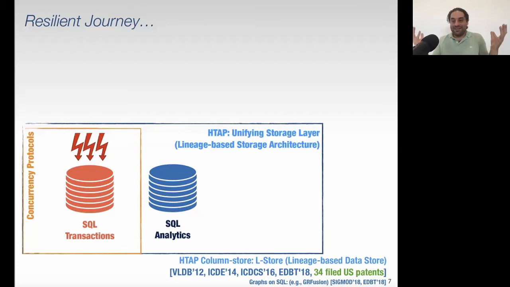But by design, what we have today is that there is a gap between transaction and analytics, and the data needs to be pushed from one to the other. And there is a gap. And so the data that we're actually analyzing is stale data.